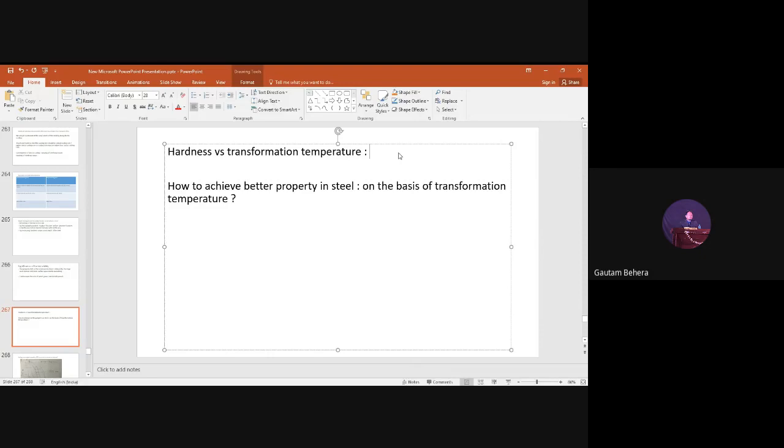At a higher transformation temperature, equilibrium microstructure will be obtained. At a lower transformation temperature, non-equilibrium microstructure will form, like bainite and martensite. But at a higher transformation temperature, equilibrium microstructure will form, like perlite. So obviously, hardness and transformation temperature are inversely related.